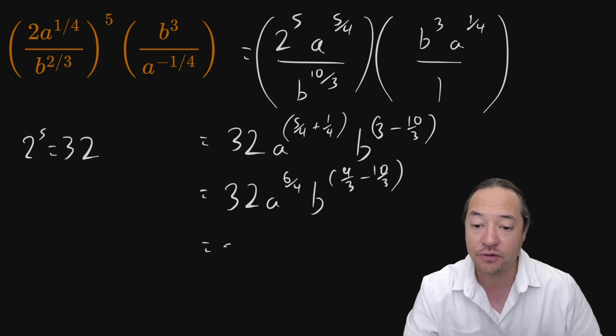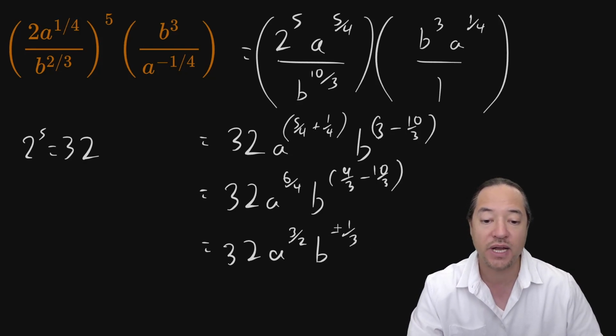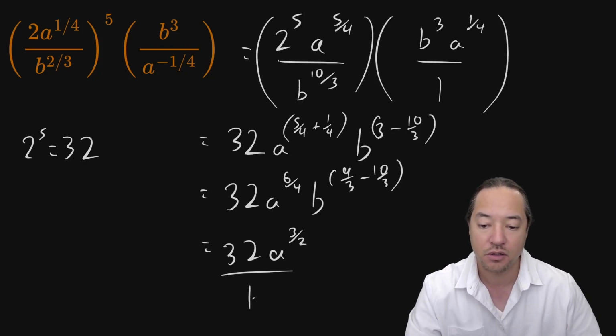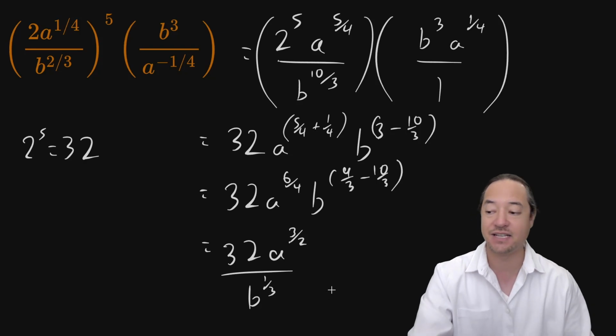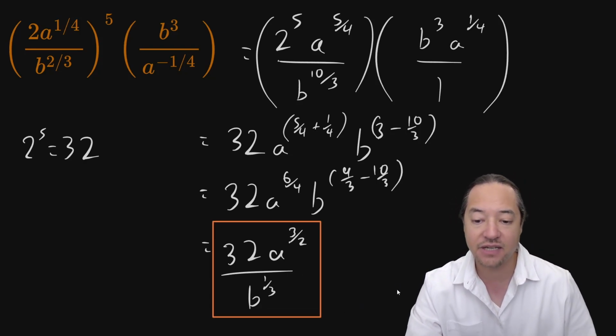Okay, let's simplify a little bit further. A 6/4 simplifies to a 3/2. And this b, well, this just becomes a negative 1/3. So if I wanted to, I could actually write this as b to the positive 1/3 in the denominator. Okay, and so that I think will be my final answer here.